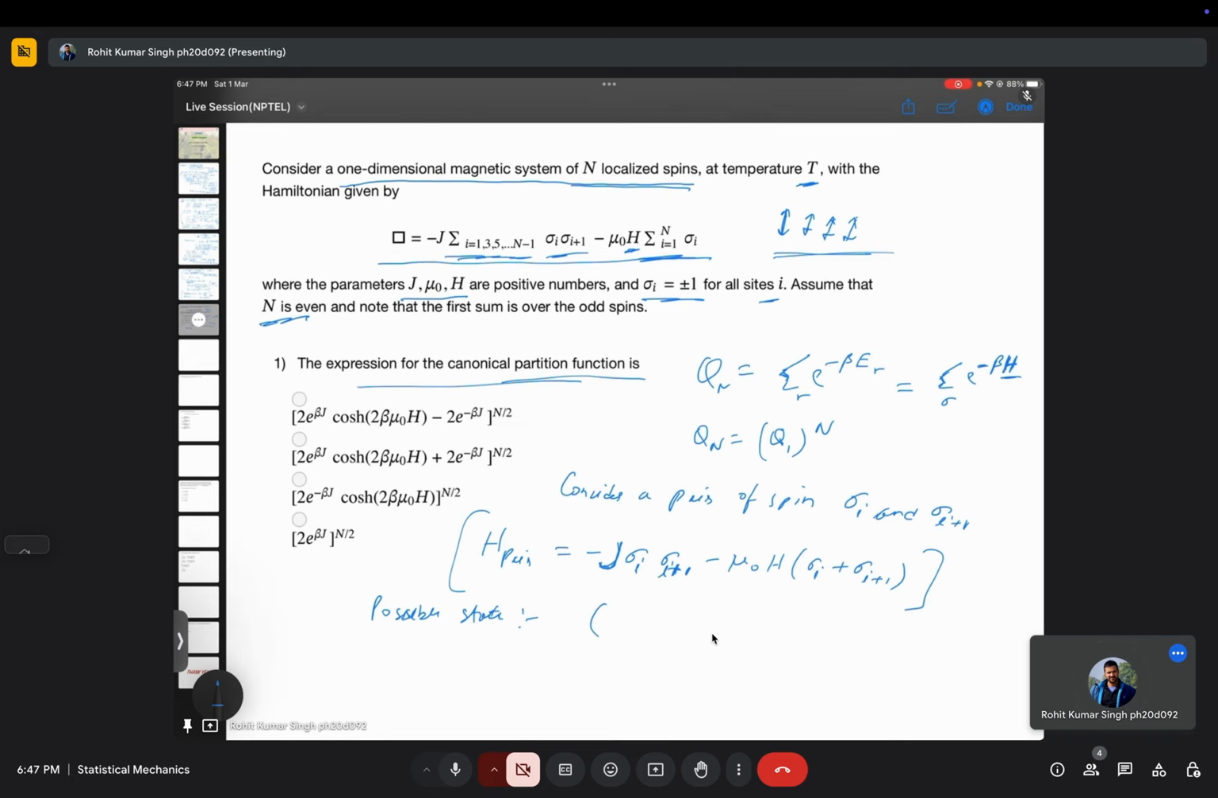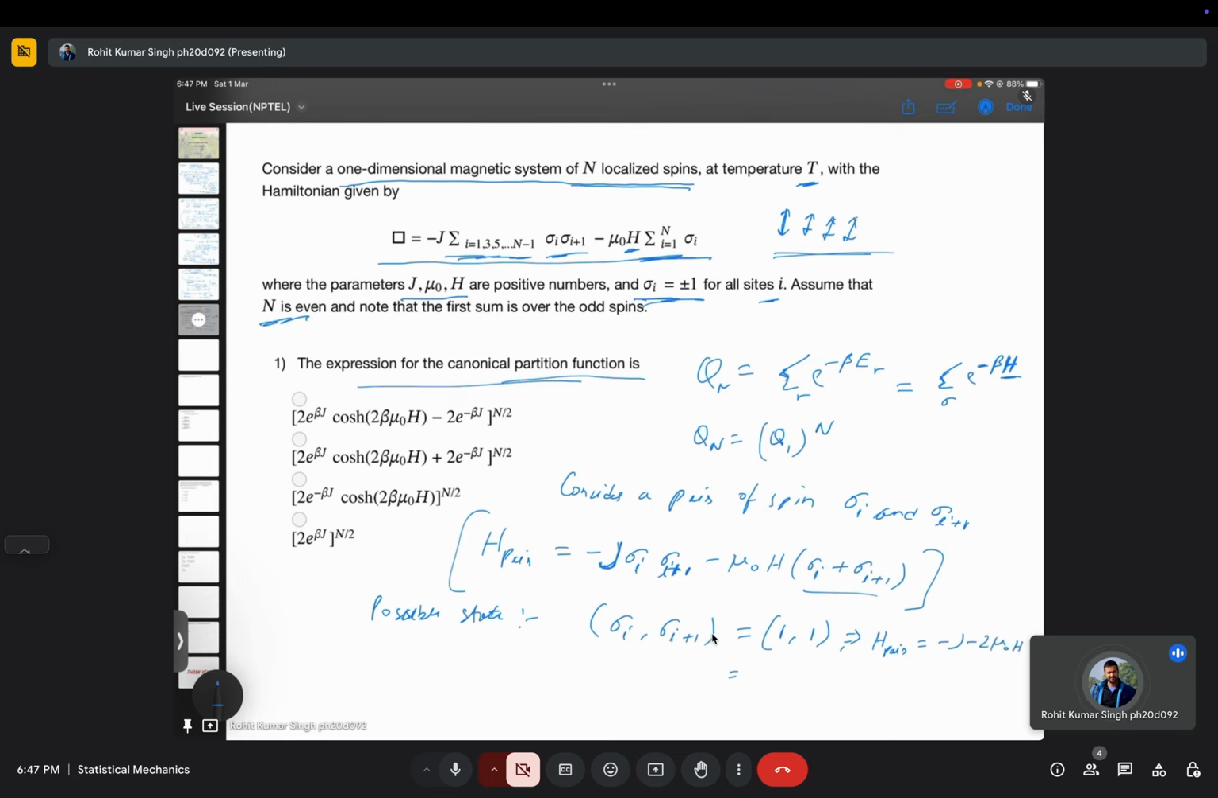So let's write sigma i plus 1. They can be either both plus 1, right? In that case, what will be the Hamiltonian? This will be minus J minus, so this will be 2, so minus 2 mu naught H, right?